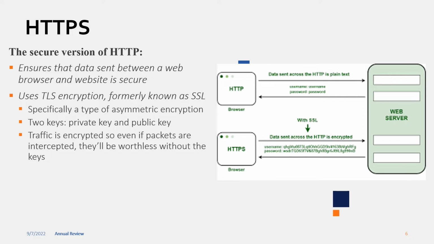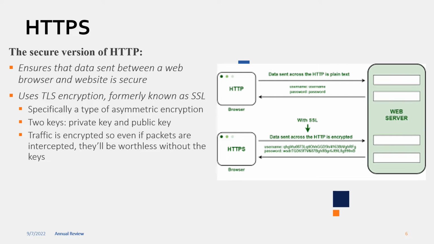Next we go to HTTPS, and it's known as the secure version of the Hypertext Transfer Protocol. What happens is that this protocol is responsible for sending data between a web browser and a website, but HTTPS ensures that the data is secure, and it does that by using encryption, best known as Transport Layer Security encryption, or as more popularly known but now formally known as Secure Sockets Layer.